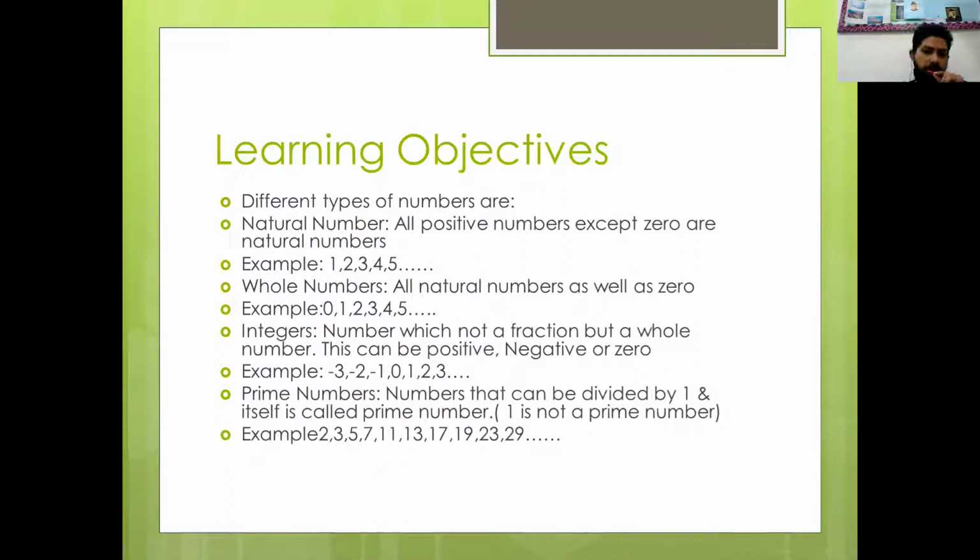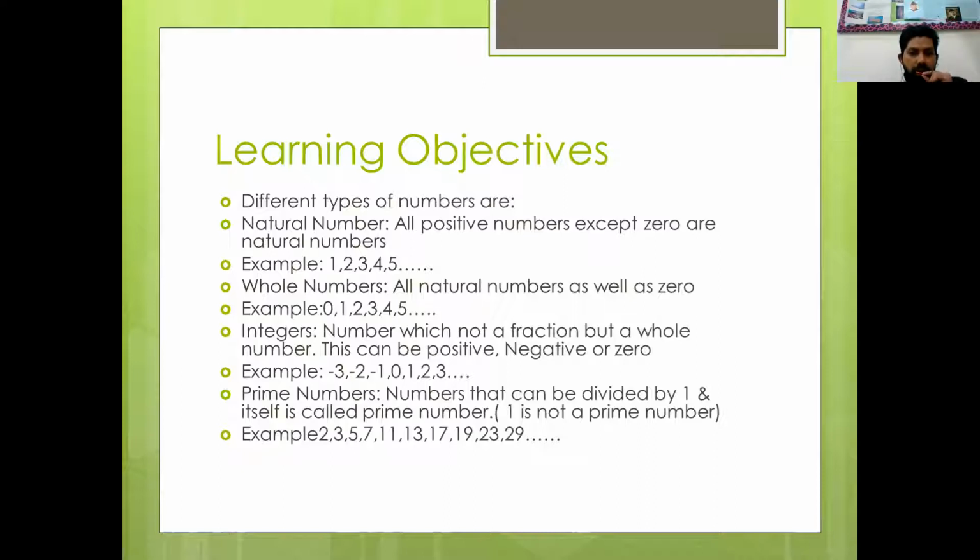Second objective, whole numbers. All natural numbers as well as 0. That means what are all the natural numbers in the first objective? 1, 2, 3, 4, and 5. All natural numbers as well as including 0. That means, for example, 0, 1, 2, 3, 4, 5.